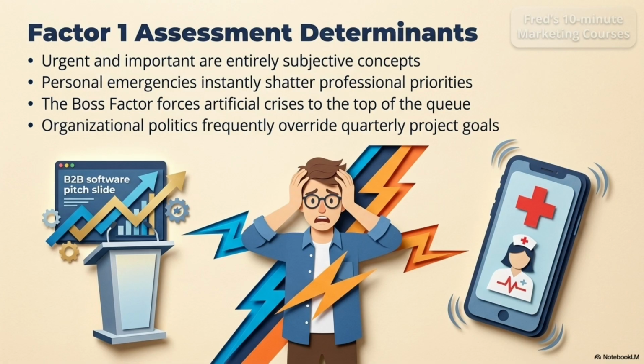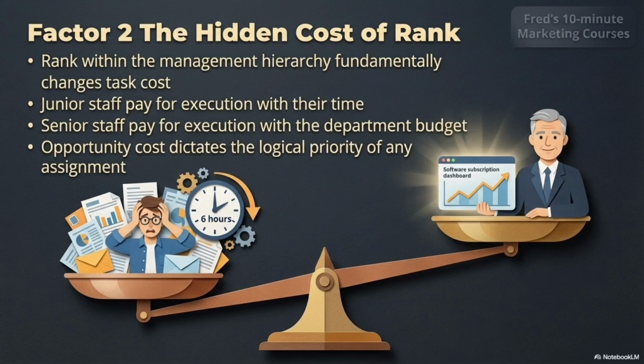But it also leads us right into the second hidden factor Fred James brings up, which is cost. Yes, cost. And this is a big one. Usually when we talk about cost in our field, we're talking about line items on a media budget or customer acquisition metrics, but the author is talking about a much deeper, more personal calculation here. The text makes a really fascinating argument about how your rank within the management hierarchy fundamentally changes the cost of any given task. Okay, break that down for me.